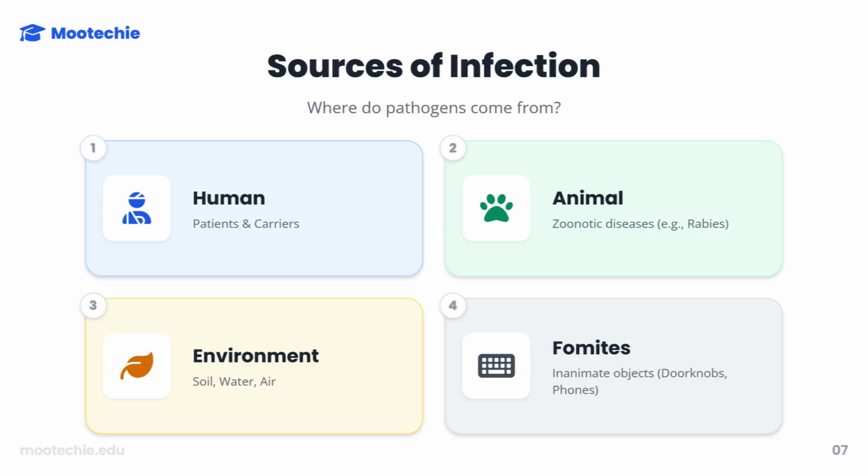Now, let us look at the sources of infection, meaning where pathogens come from. First, human sources. Infected patients and carriers can spread pathogens even if they show no symptoms. Second, animal sources. Some diseases are zoonotic, meaning they are transmitted from animals to humans, like rabies. Third, the environment. Soil, water, and air can act as reservoirs for many microbes. Finally, fomites. These are inanimate objects like doorknobs and mobile phones that can carry pathogens. Understanding sources helps in preventing infections.